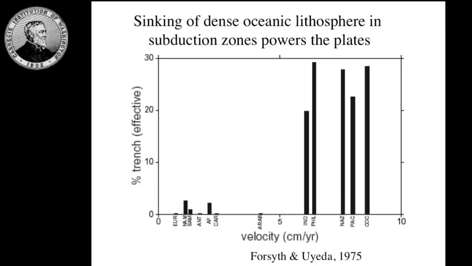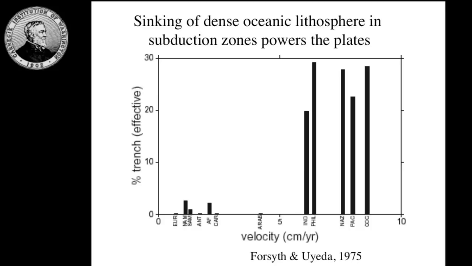Okay, this is another iconic observation about plate motions. So this is Forsyth and Uyeda, the most important graph they plotted, which is plate velocity versus the percentage of the plate that's surrounded by the trench. So if you want a slow plate, of course put it on a continent, but that's not in here, but make sure that it doesn't have any subduction zones.